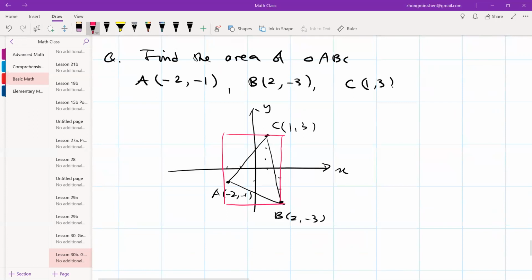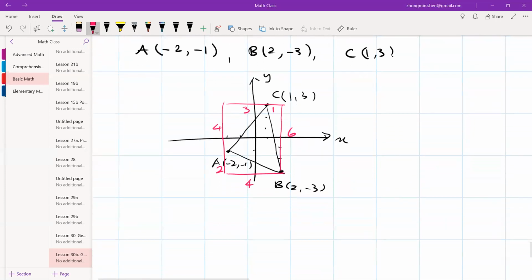So let's figure out these sides. From -2 to 2 is 4. From -3 to +3 is 6. From 1 to 2 is 1. From -2 to 1 is going to be 3. From -1 to 3 is going to be 4. And from -3 to -1 is 2. So 2 plus 4 is going to be 6. So you get all the 3 sides.